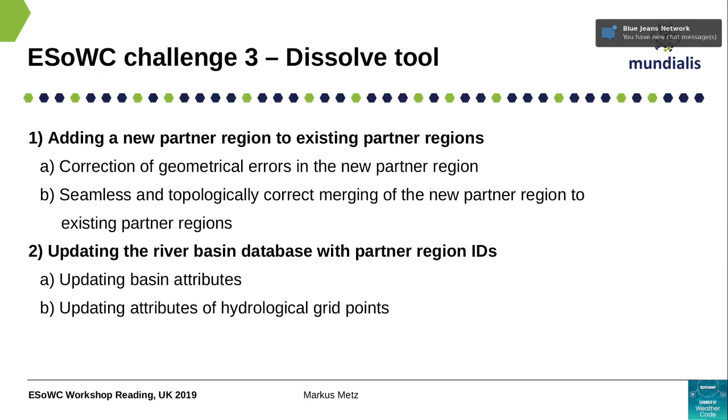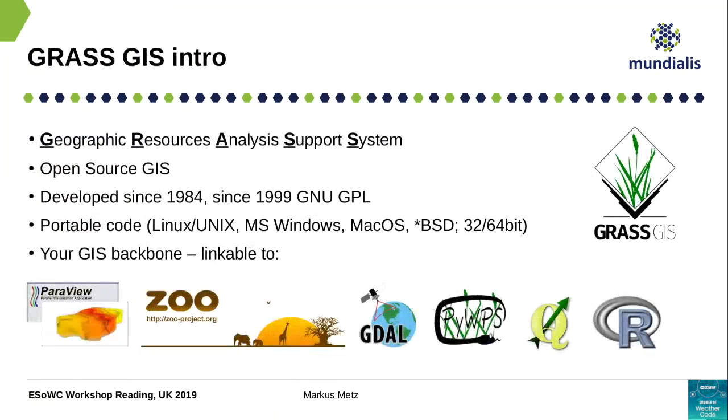So I'll immediately start. Also with the summary, this is essentially what Calum has just introduced or explained. So the different challenges. The first one is adding a new partner region to existing partner regions. And the second task was to update the river basin database with partner region IDs, including any new IDs that have been added.